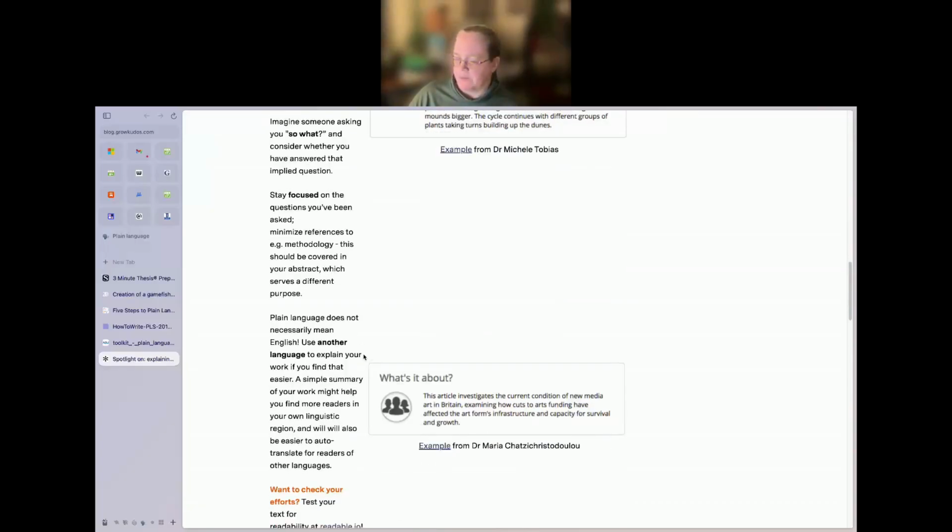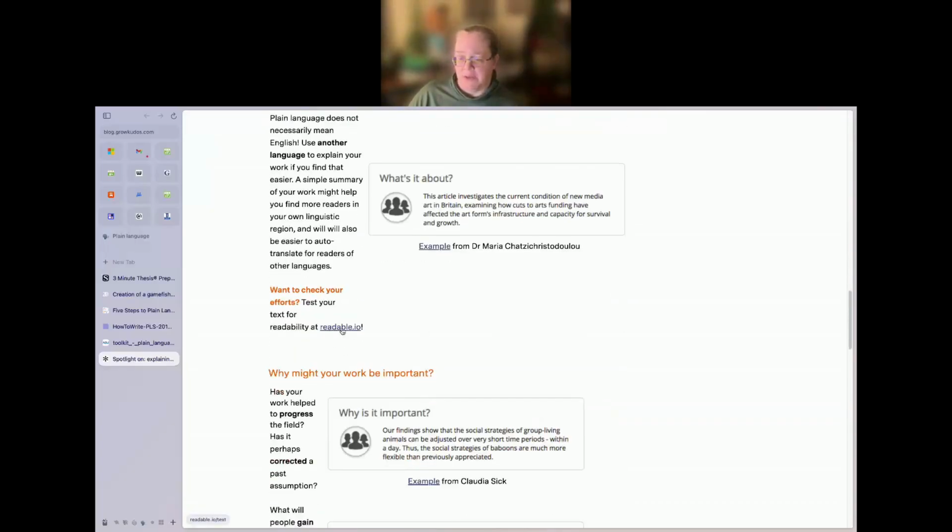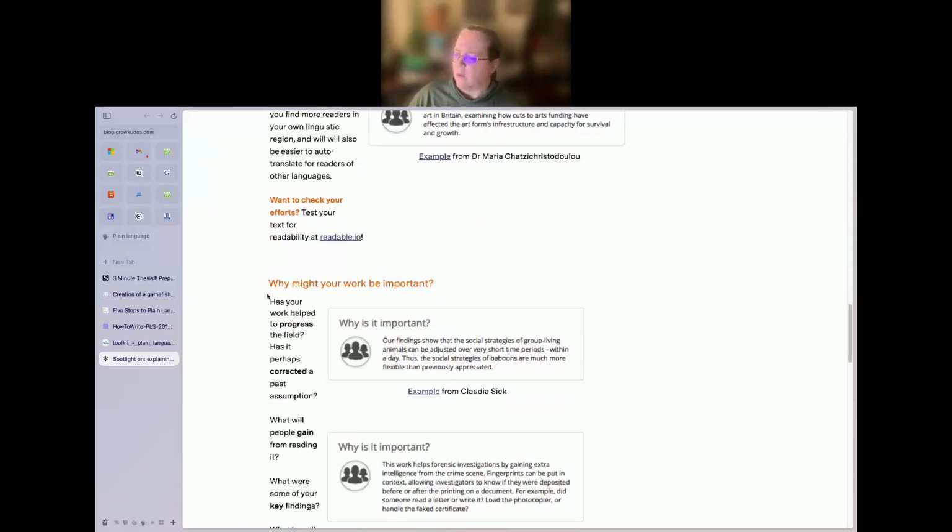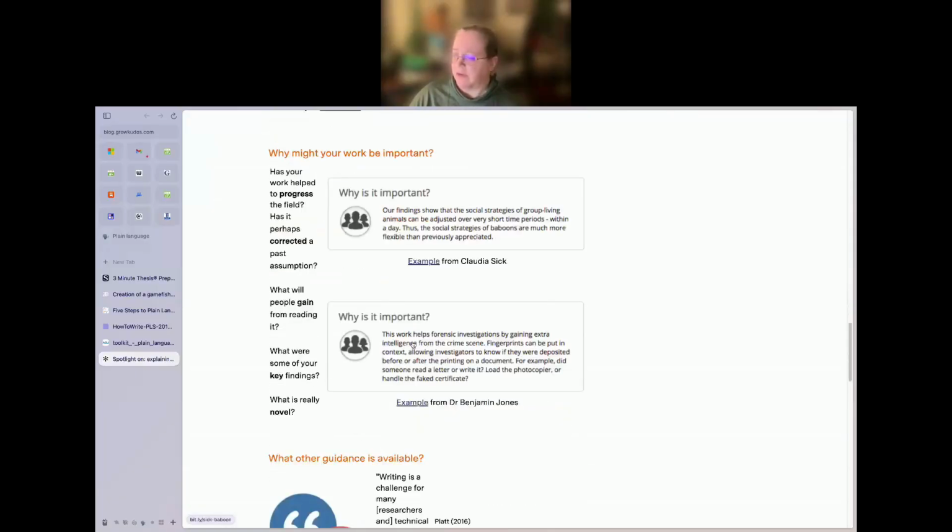There are various readability apps and websites where you can upload materials and get a readability score of some sort or another. Sometimes that's a grade level. Sometimes it's more of a descriptive. And again, why is this important?